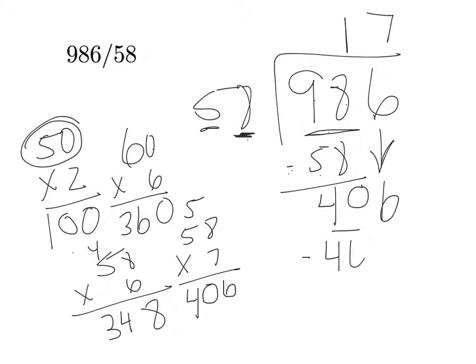Subtract from 406. Get that. 6 minus 6 equals 0. 0 minus 0 is 0. 4 minus 4 is 0. So 986 divided by 58 is 17.